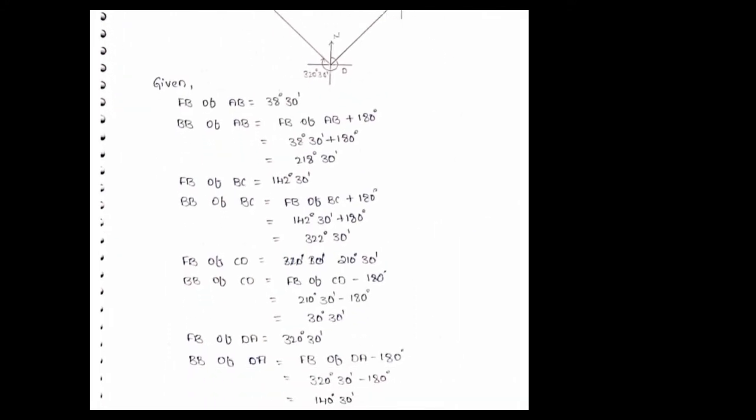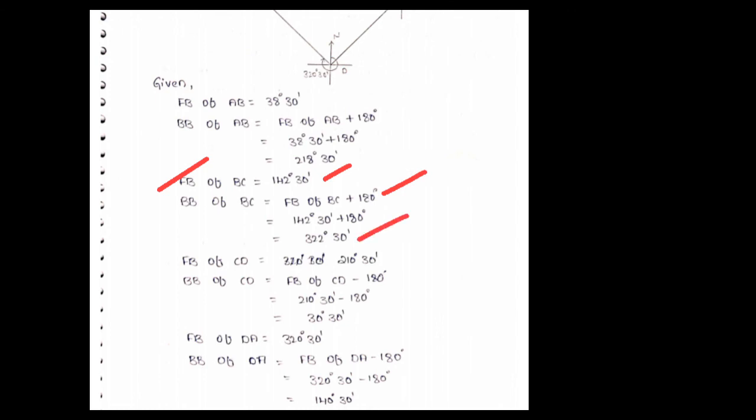Based upon these two points, let us calculate the back bearing values for the given closed traverse. For the first one, they had given the fore bearing of AB equal to 38 degrees 30 minutes. It is less than 180 degrees, so the back bearing equals the fore bearing of AB plus 180 degrees, therefore 218 degrees 30 minutes. Second, the fore bearing of BC is 142 degrees 30 minutes, which is less than 180 degrees. Again the back bearing of BC equals the fore bearing plus 180 degrees, therefore 322 degrees 30 minutes.